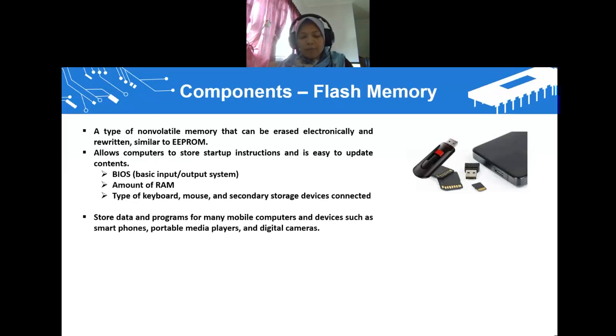The next type of memory is flash memory. Flash memory is also a non-volatile memory. It can be erased electronically and rewritten. Flash memory stores data and programs for many mobile computers and devices such as smartphones, portable media players, and digital cameras.